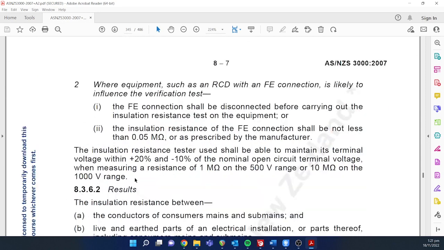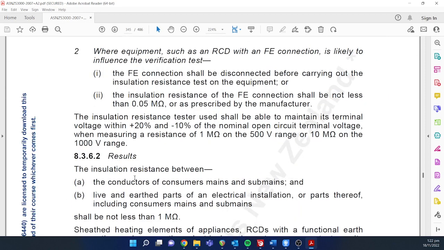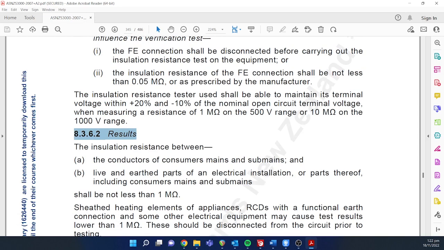The next thing that I'm interested in seeing is what is the result that I need. So I'm going to use a 500 volt meter, and what do I expect to see? Section 8.3.6.2 here, results: the insulation resistance between the conductors of consumer mains and submains and earth and live parts of an electrical installation shall not be less than 1 megohm. So that means 1 million ohms. So when I do this test, a reading of greater than 1 million ohms is a pass. A reading of less than 1 million ohms is a fail. Let's take a look at the test itself.